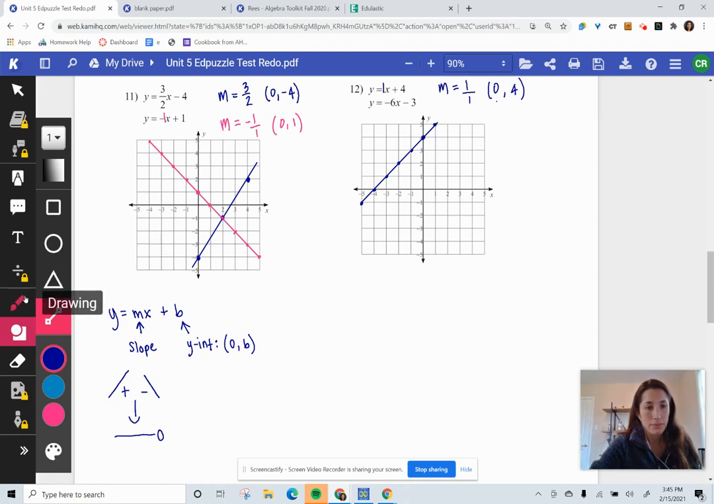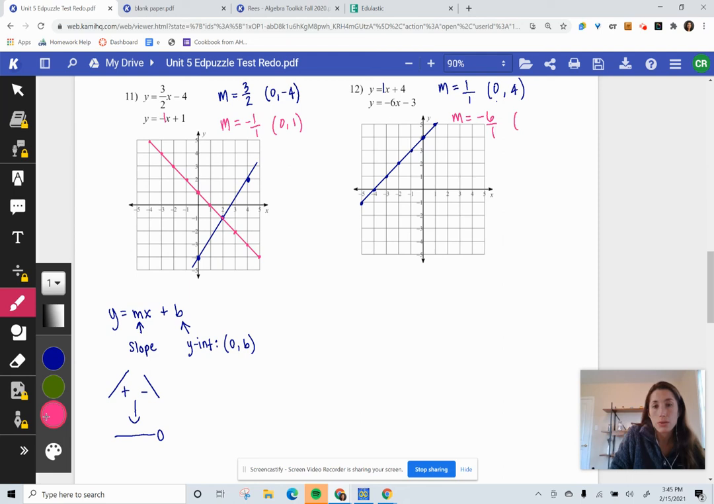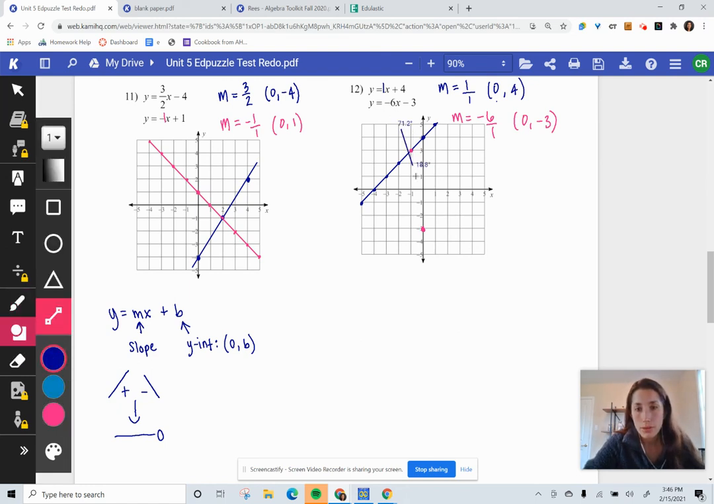Okay, then our other line, our slope is -6, and we can put that over 1 to make it a fraction. Our b value is -3, so we have an intercept at (0, -3). And then our slope is negative 6, so down and right. If I'm going down and right, I'll go off the graph. So instead I'm going to go up 6: 1, 2, 3, 4, 5, 6. Up and left would be the opposite. And then I'll just use a line tool to draw a line through these two.